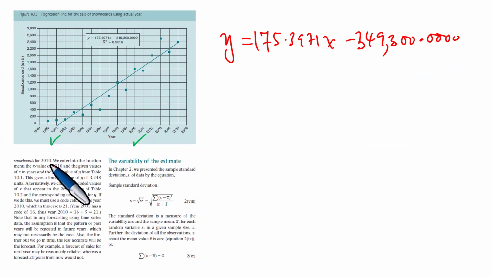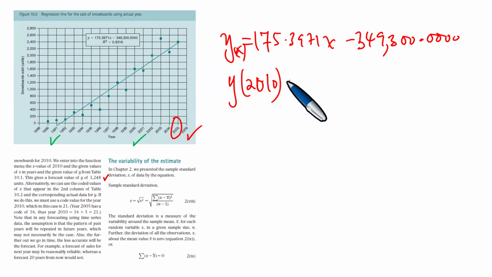Snowboards for 2010. Right. For instance, we enter the function menu x value 2010 and the given values of x in years and the given value of y in the table 10.1. This gives the forecast value of y. Okay, this is very important. So if you're going to do 2010, view this as a y of x 2010, because now we're forecasting, because this one is up to 2005.